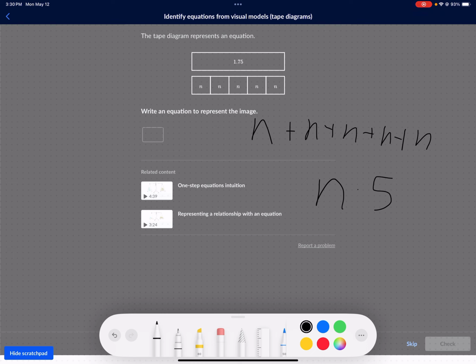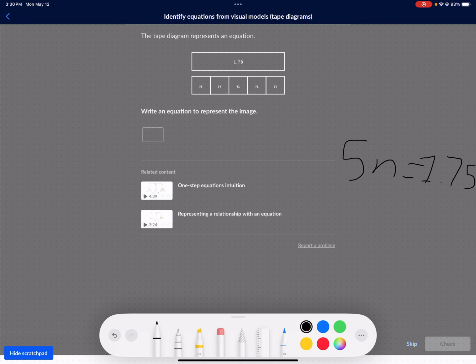So we have to multiply. So we have 1, 2, 3, 4, 5 n's. So n times 5, or we could just put 5n. 5n. And that's equal to 1.75. And that's it. We can solve for n if we want to, but we don't have to. We just have to write an equation.